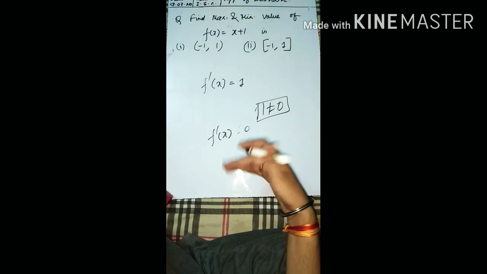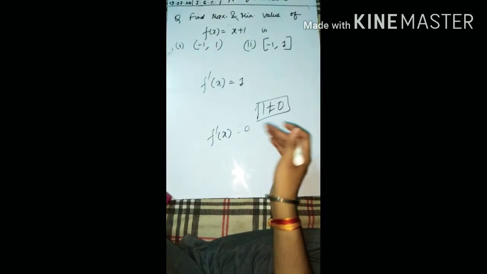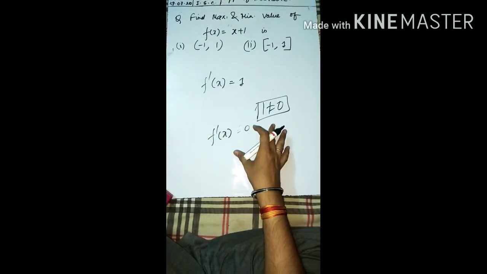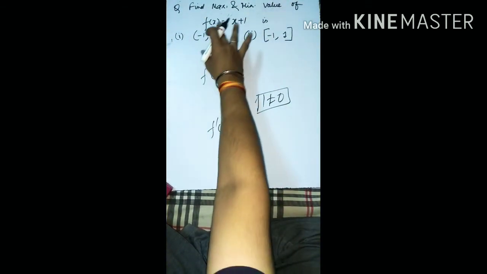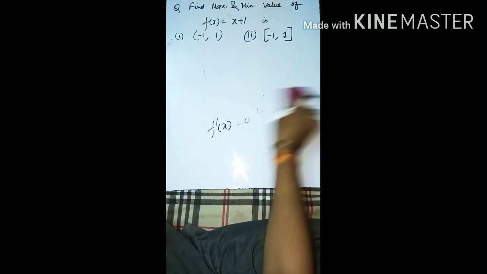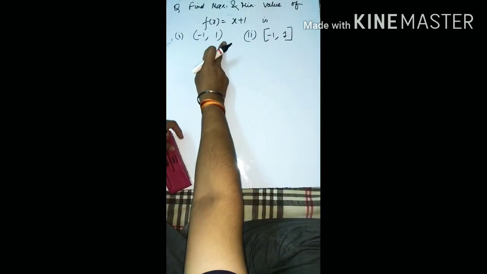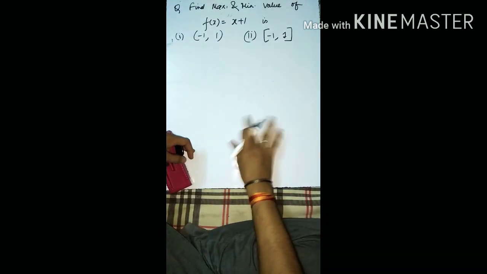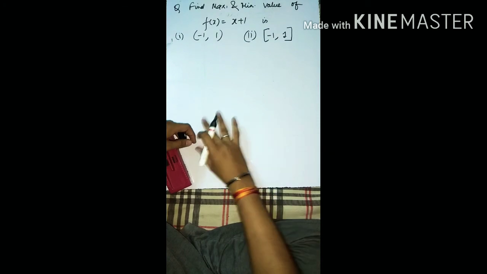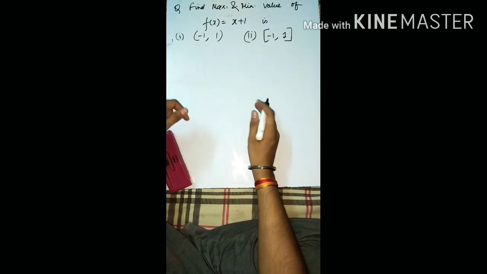So what does this say? If we didn't get any turning point, what we do is put the values of your interval in the function. We haven't got the critical point. Now -1 and 1 are in the open interval. That means we don't have to consider -1 and 1. We need to consider only 0. So f(x) is equal to 0. That means there is no maximum and no minimum value.